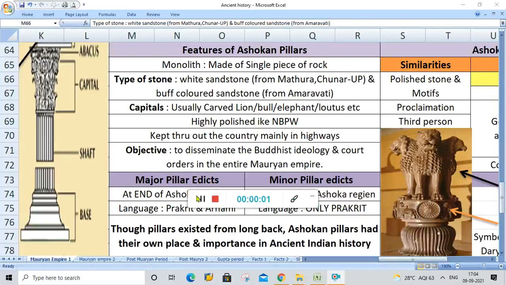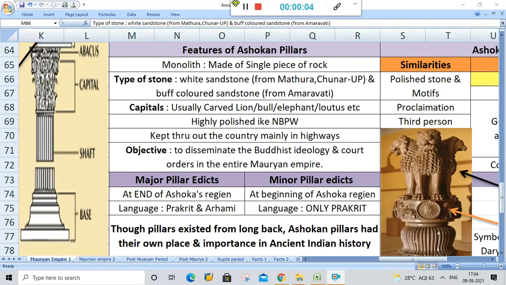Hi everyone, welcome to the mini revision series of ancient history. In the previous class, we studied about the Ashokan inscriptions, that too the rock edicts of the Ashokan inscriptions.